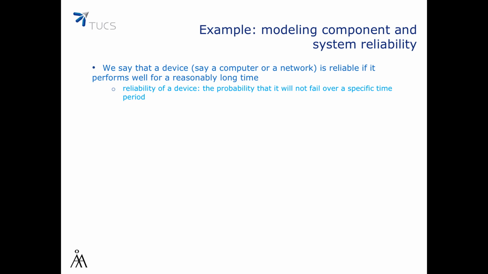Here is an example of a different type. We will say that a device, let's say a computer or a network, is reliable if it performs well for a reasonably long time. And so the reliability of a device really is the probability that it will not fail over a specific time period.